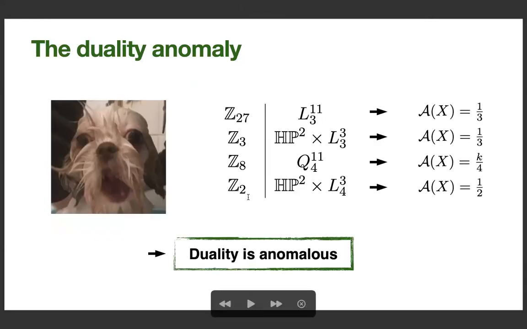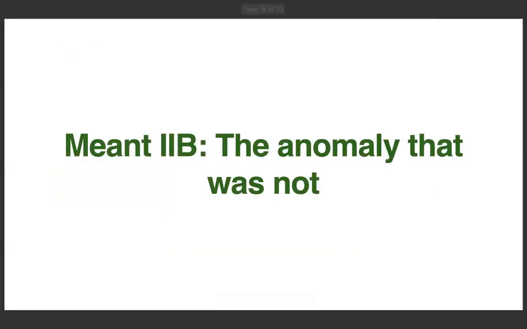Okay, so now the last class, these are the spin MP2, we can evaluate and we find they're not vanishing. So there is a duality anomaly in type 2B as we know it. So what is going on? And that brings me to the second part of my talk, meant to be the anomaly that was not.